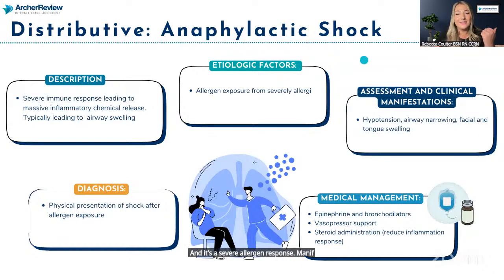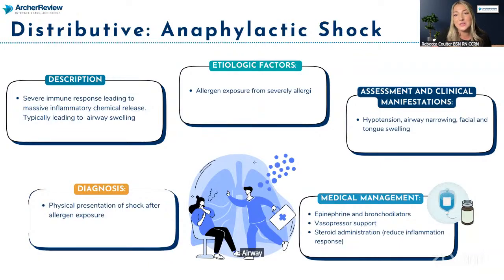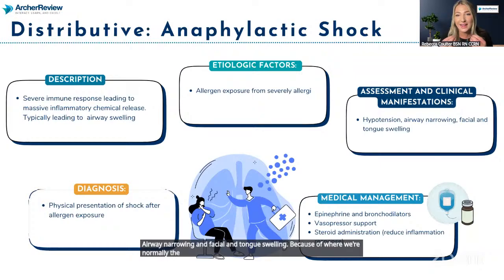Manifestation, we're going to see kind of similar things. Hypotension from all of this vasodilation and increased capillary permeability, airway narrowing, and facial and tongue swelling. Because of where we're normally the client's getting exposed to that allergen, it's from them eating something. So their mouth and throat area has such a larger inflammatory response. And that's why we get facial and tongue swelling, all that third spacing that occurs. It's just now all occurring in a really important location, which is what gives us all of those airway concerns.